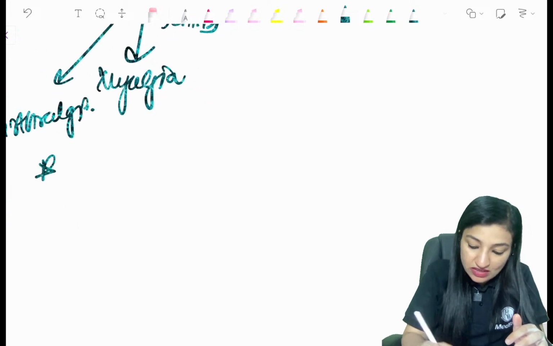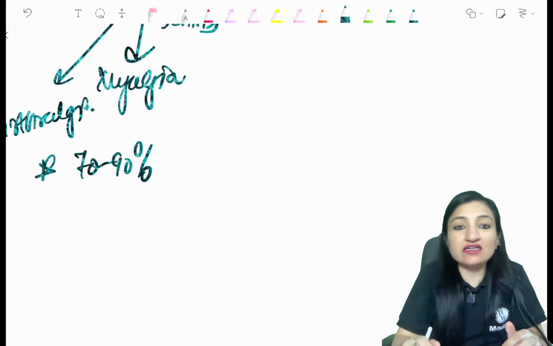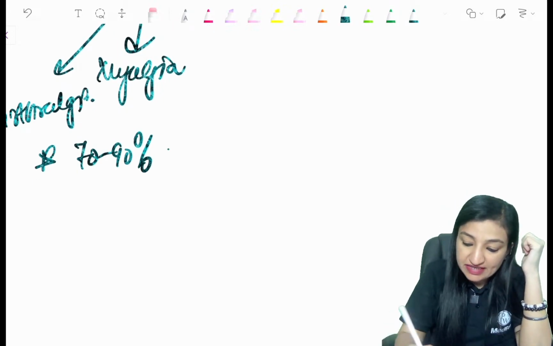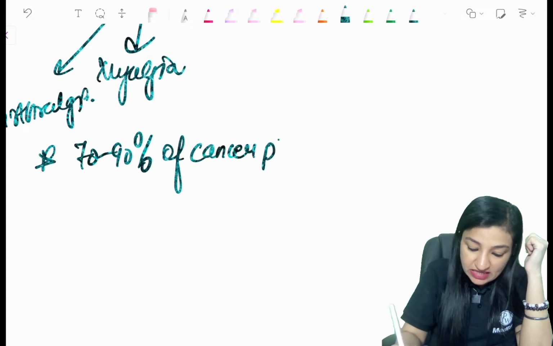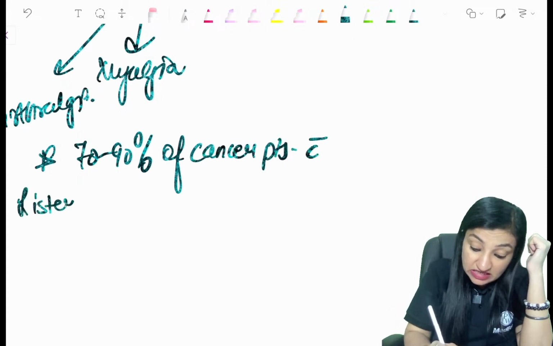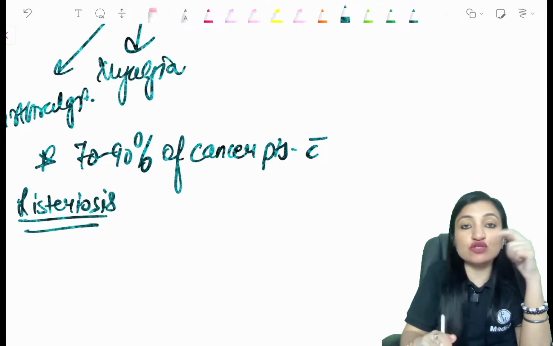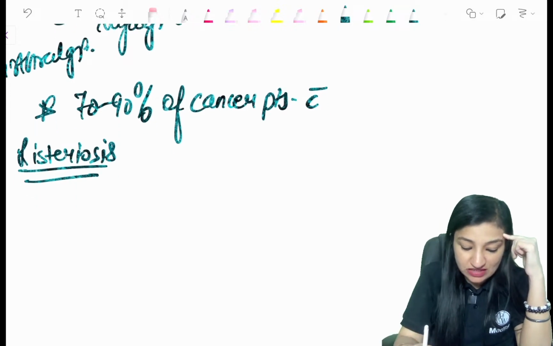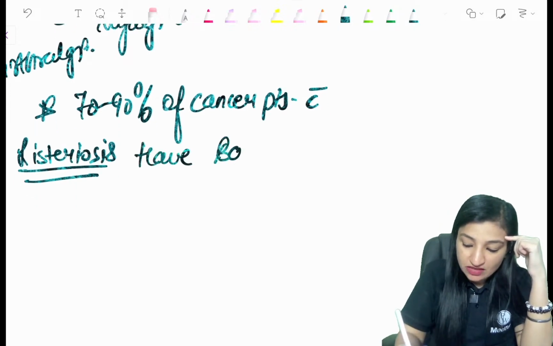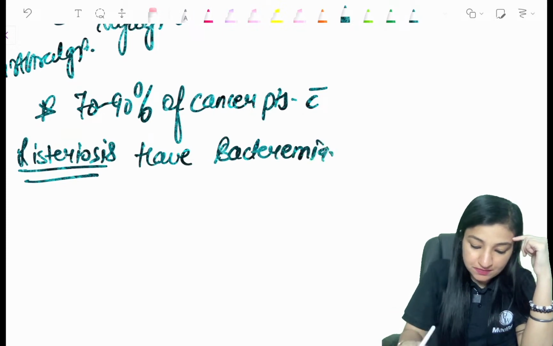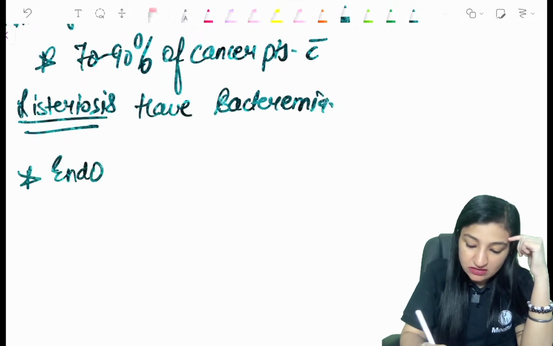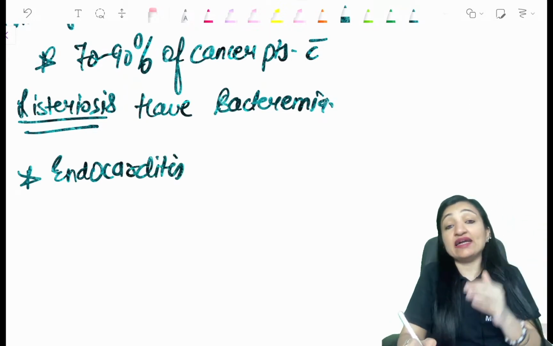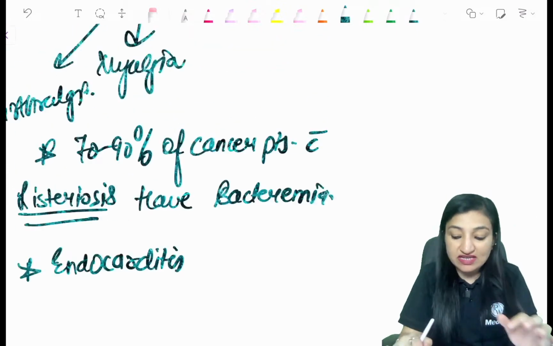ठीक है, and also remember 70 to 90% of cancer patients with listeriosis. Listeriosis is the designation for infection with Listeria monocytogenes. 70 to 90% of cancer patients with listeriosis have bacteremia. ठीक है. एंड देन बिकॉज बैक्टीरिया करा रहा है, सेप्टिसीमिया करा रहा है, तो एंडोकार्डाइटिस भी कुछ लोगों को हो सकता है, and it can involve both prosthetic heart valves as well as the native valves.